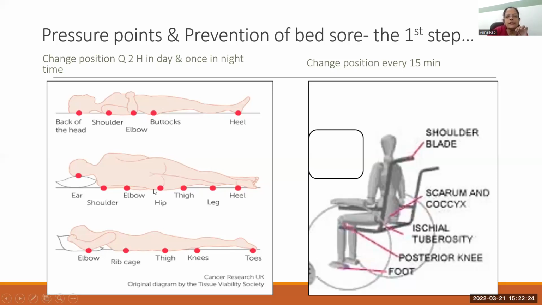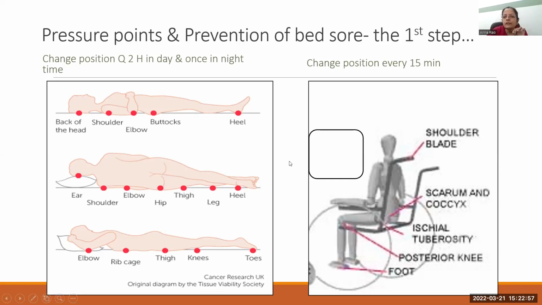Whenever the patient is in bed, change the position every 2 hours in the day. And what about night? Many will have this question. Do we disturb the patient to change position? No. But when the patient is getting up during night time, say to have some medicine or a glass of water, at that time you can very well change the position. So once in the night is enough.